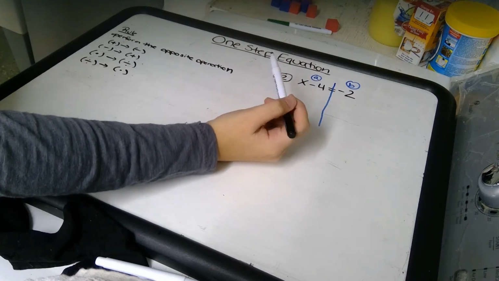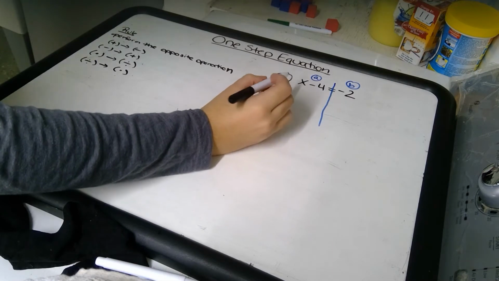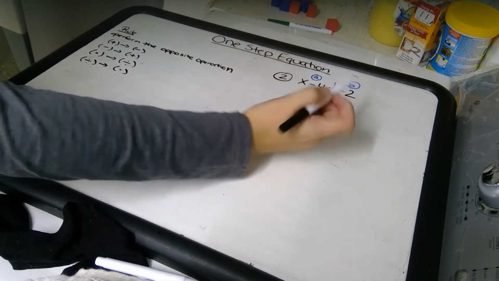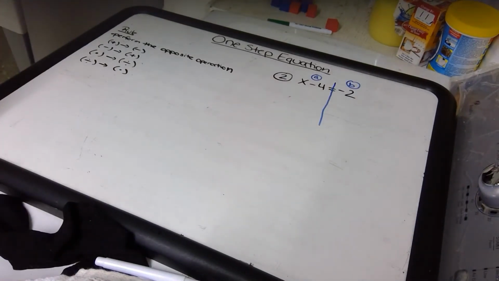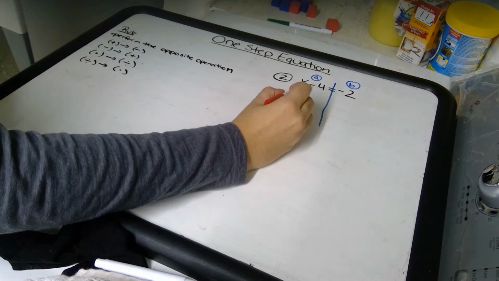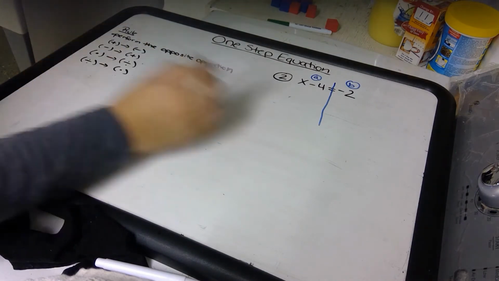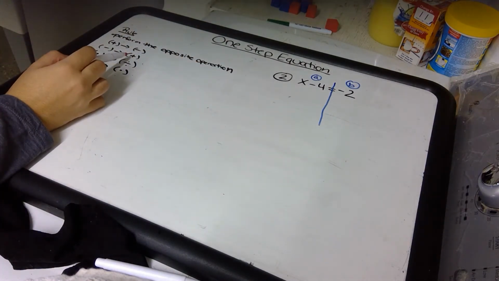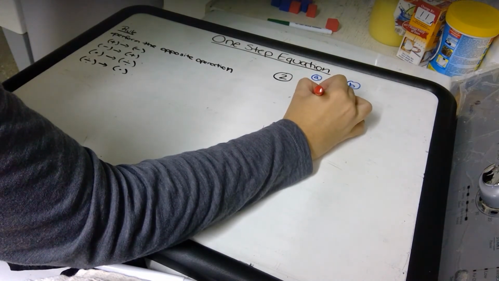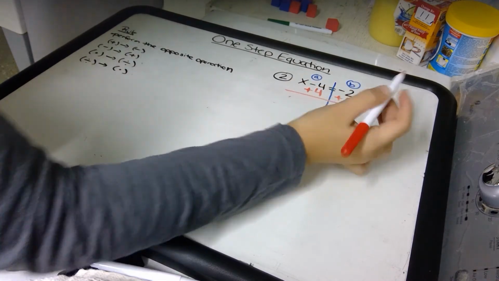Then, you have to ask yourself, what is bothering X, right? Our goal is to leave X by itself. That is our goal. We want to leave X by itself. In this case, what is bothering X? That negative 4, right? So we see that between X and 4, there's subtraction. What is the opposite operation? Remember, that's our main rule. The opposite of subtraction is addition. So we're going to add that same number on both sides. So what you do to one side, you have to do to the other side.